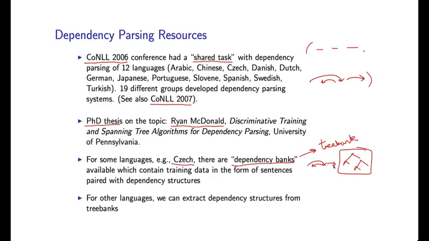Now, for other languages where these dependency banks aren't directly available, we may have these constituent or tree banks, like the Penn Wall Street Journal tree bank. And you hopefully won't be surprised that it is actually fairly straightforward to extract dependency structures from tree banks. The lexicalized PCFGs that I showed you earlier in this course opened up a direct link between these constituency structures and the dependency structures we're considering in this lecture. So let me talk a little bit more about that.